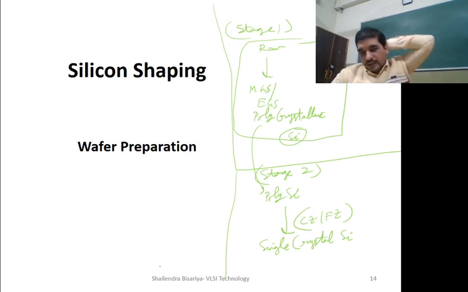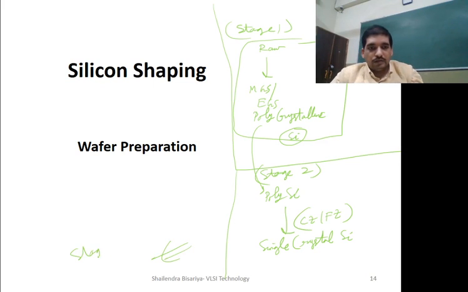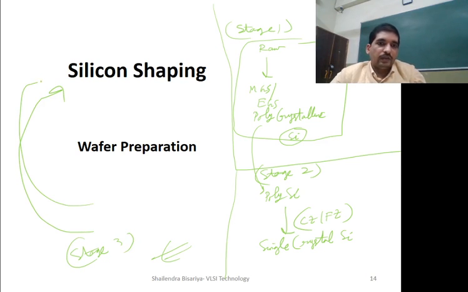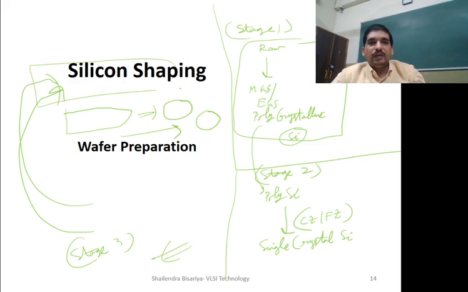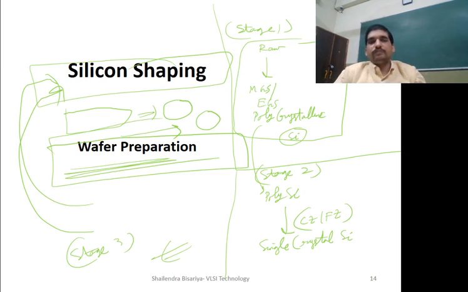And now the next stage, that is stage 3. What is that? Stage 3 is silicon shaping. Silicon shaping means now we have this silicon ingot, cylindrical shape, and we will cut it and make slices, that means circular discs known as wafers. So the next step is silicon shaping, in which you will study how wafer is prepared, that means wafer preparation. This is what we will discuss in the next lecture.